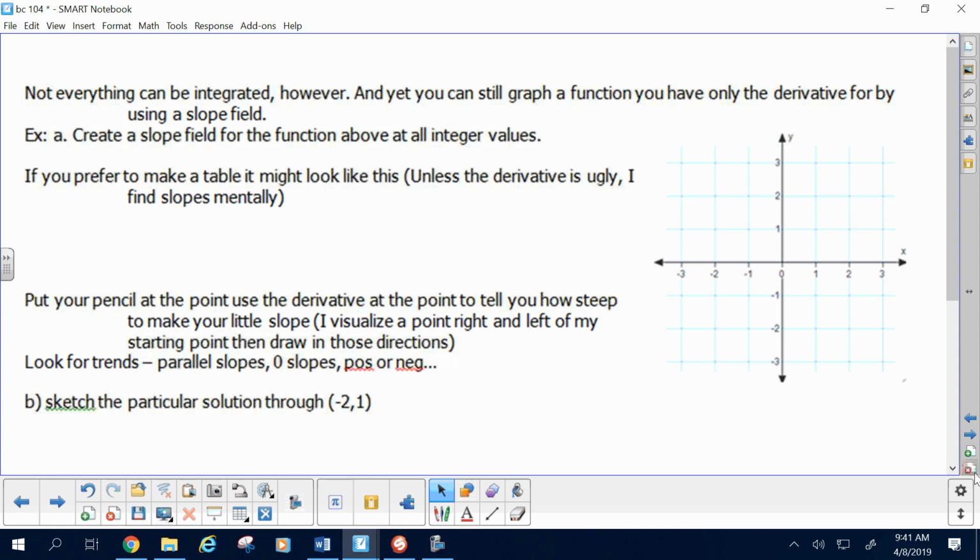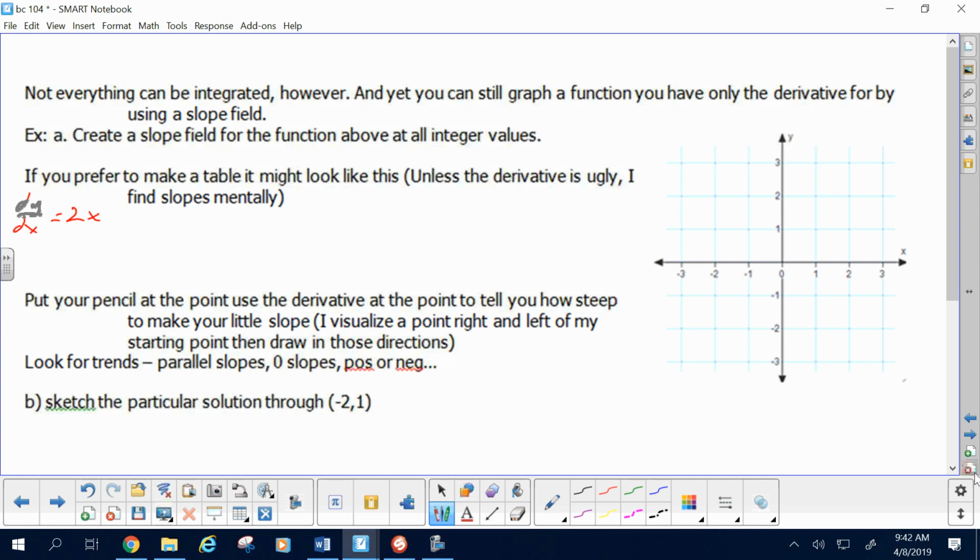And so what's to be done? Well, the point of the day is, even when you get a derivative that can't be integrated, you can still graph the original function based on what the derivative tells you. That's what a slope field does. All right, so check this out. Imagine if the same dy/dx equals 2x was used, and I couldn't integrate it.